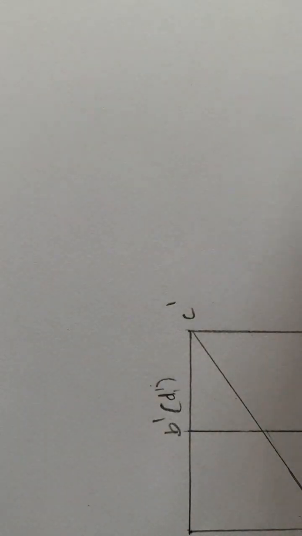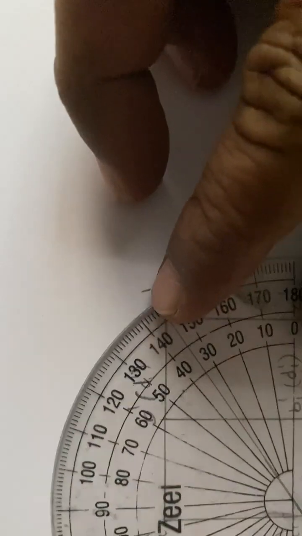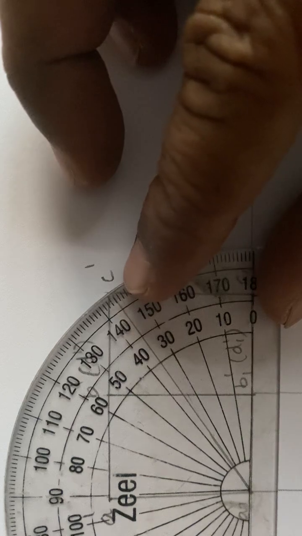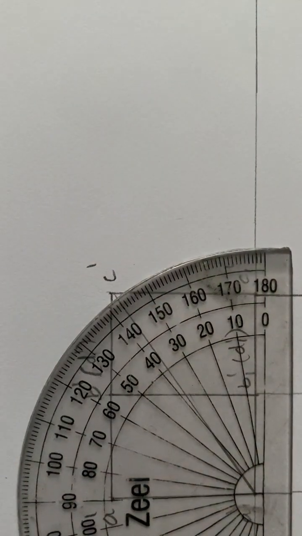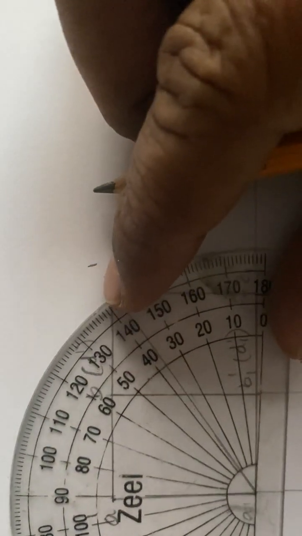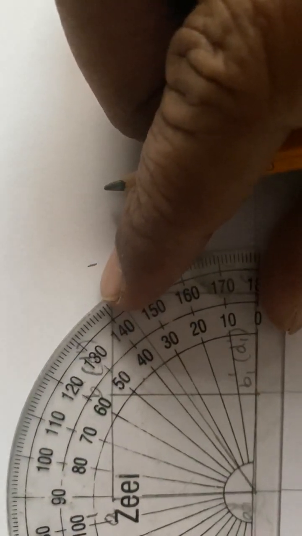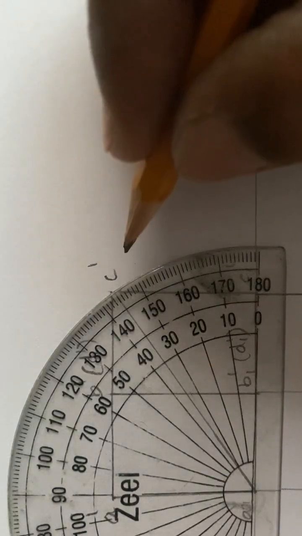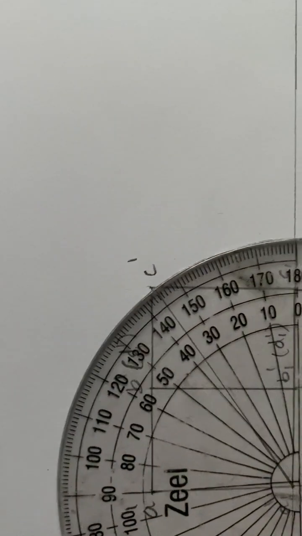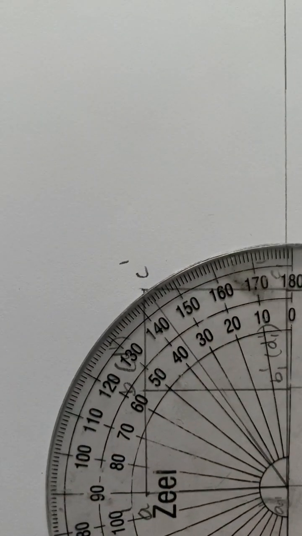Okay, now we have a protractor. We'll have to measure this angle. Sorry for the delay. Okay, we have to measure this angle. It is about 36. Okay, the angle is approximately 36.